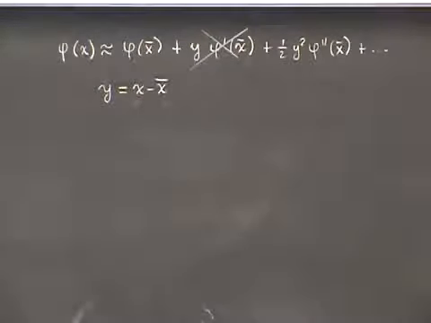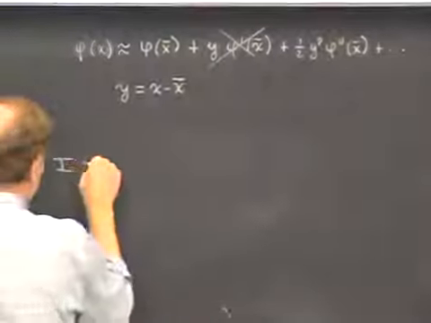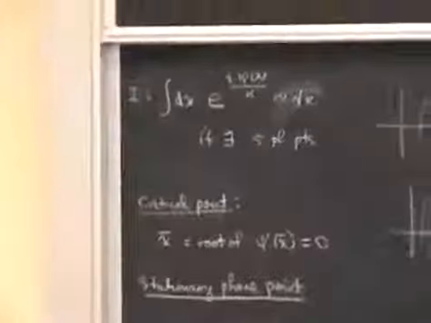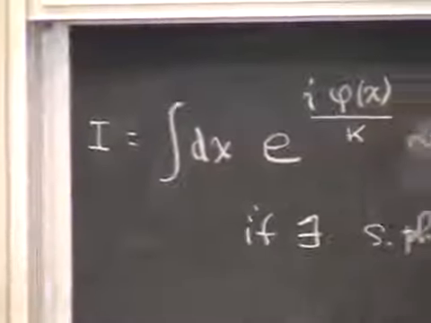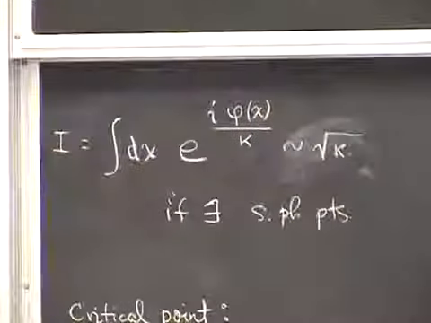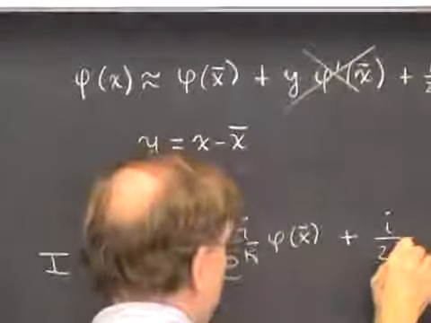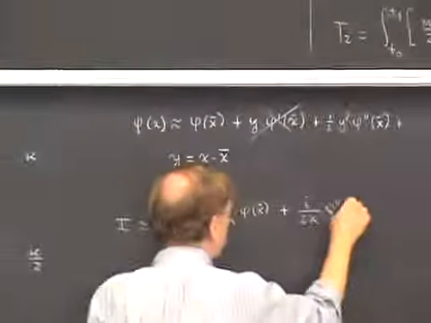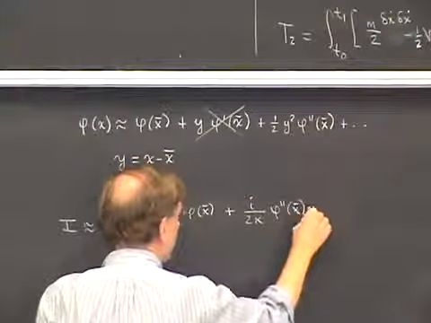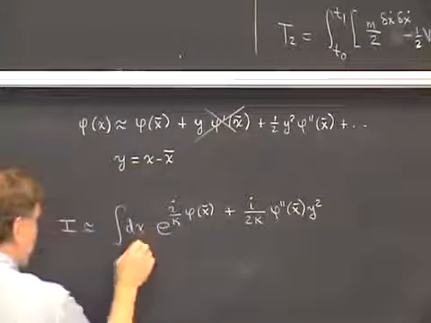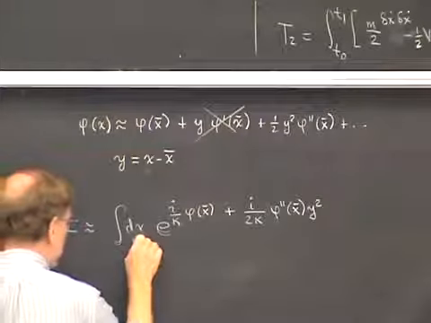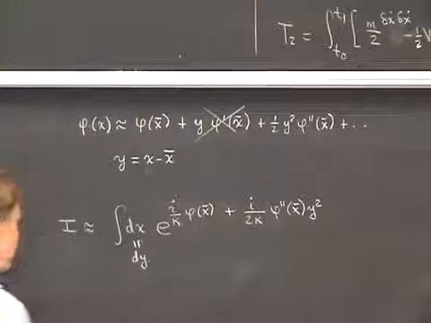And if I call this integral I, then I should be approximately equal to the integral over dx of e to the i over kappa times this expansion, phi of x bar plus 1/2 phi double prime of x bar times y squared, so e to the i phi of x bar over kappa times e to the i over 2 kappa phi double prime of x bar times y squared. And the dx, by the way, is equal to dy. It's just a change of variables.